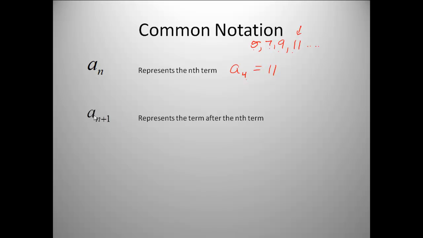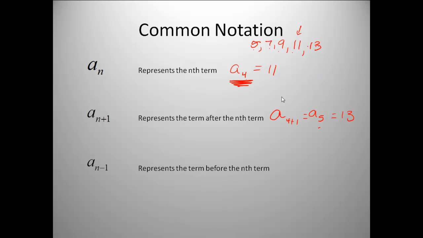Okay, sometimes we're going to do a sub n plus 1. It represents the term after the nth term. So if a sub n was 4, that means a sub n plus 1 is really the fifth term. It's just saying, well, what's the next term? So in this case, it would be the 13. So assuming that a sub n was 4, a sub n plus 1 is just saying, okay, what comes after that? So what's the fifth term? That would have been my 13.